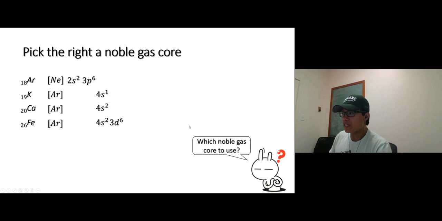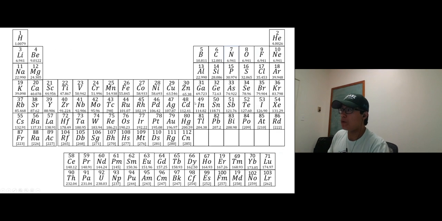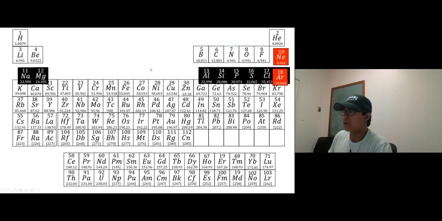So the question is, which noble gas core are you going to use? When are you going to use neon? When are you going to use argon? When are you going to use krypton? We use all the noble gases, but which one are you going to use? So there's a rule. For neon, the whole row below neon, from sodium to argon, use the neon core. Once you get to argon, it's getting long now.